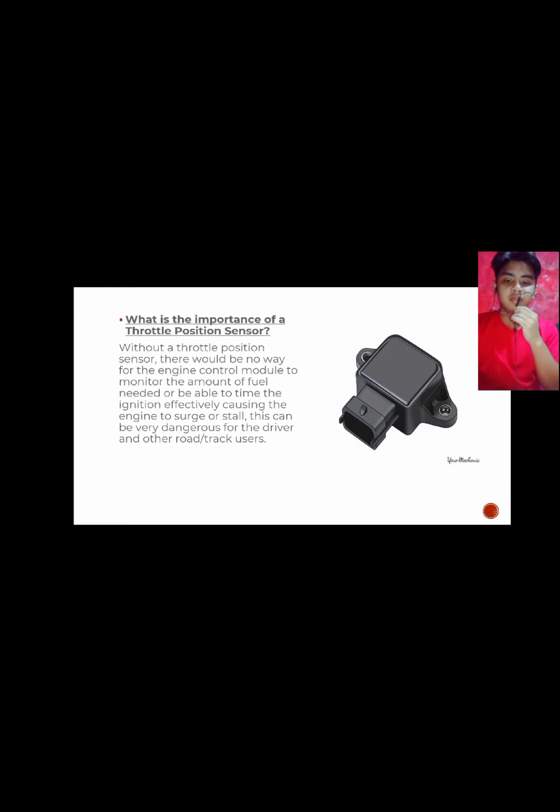Last, what is the importance of a throttle position sensor? Without a true throttle position sensor, there would be no way for the engine control module to monitor the amount of fuel needed or be able to time the ignition effectively, causing the engine to surge or stall. This can be very dangerous for the driver and the other road users.